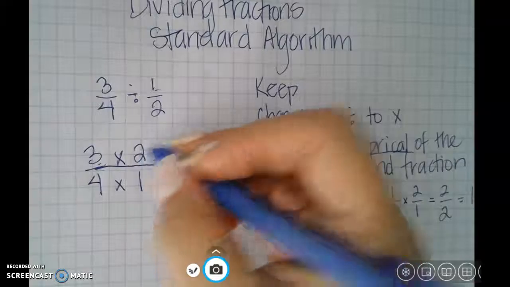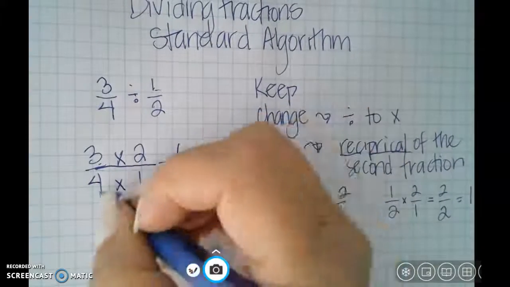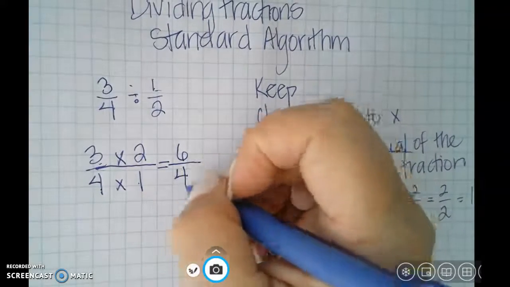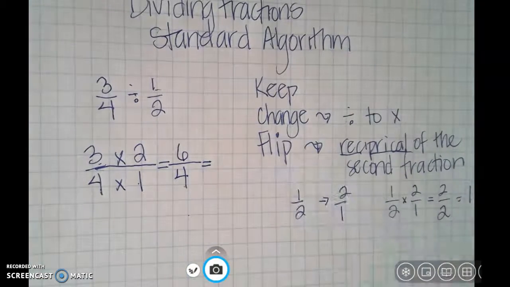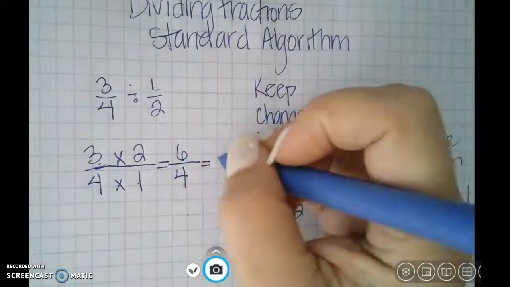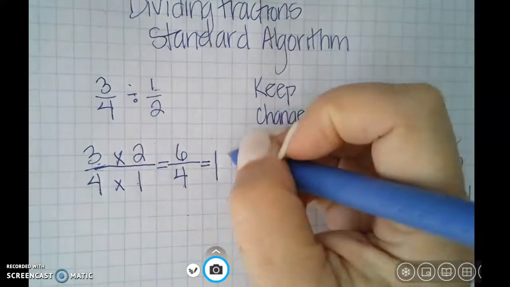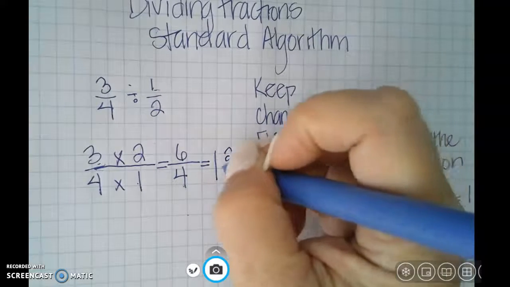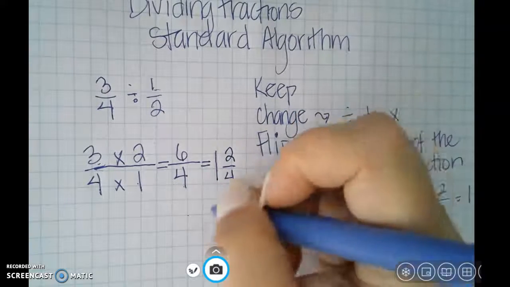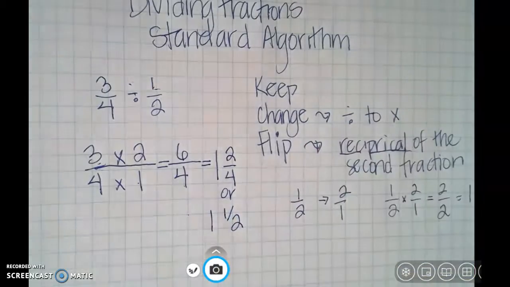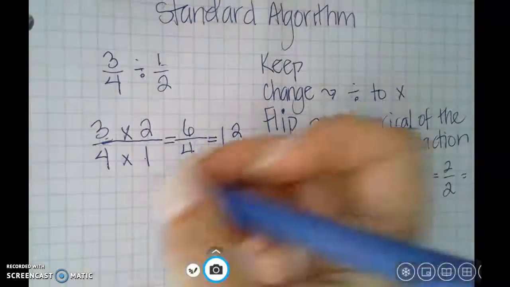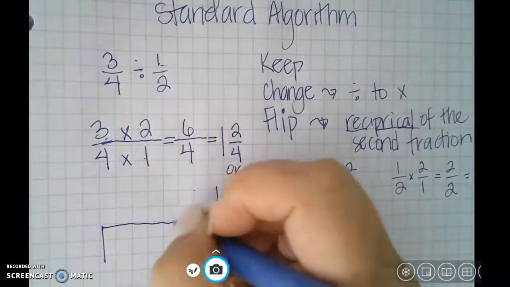I get 3 times 2 equals 6. 4 times 1 is 4. I then need to simplify this fraction greater than 1. 4 goes into 6 one time with 2 left over. So you can have 1 2/4, or you know that 2/4 is the same as 1 1/2. And if I drew that picture out, you guys will see why that works.